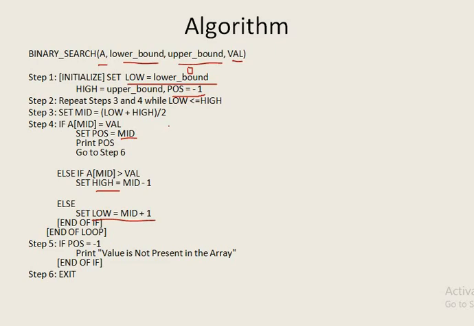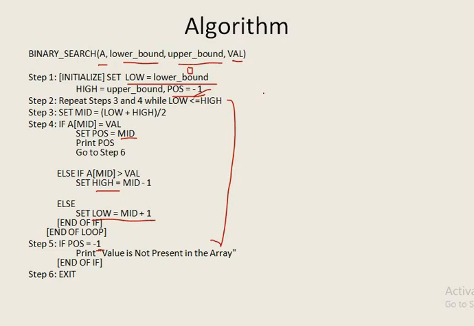And one more situation can occur, that is, the element that we are searching for does not belong to the array. In that case, after completing this loop, in step number 5, if position is equal to minus 1, that is, if we have searched for an element and have not found it in any of these positions, then the position remains minus 1. And then we can decide that the value is not present in the array and the program will be exited.